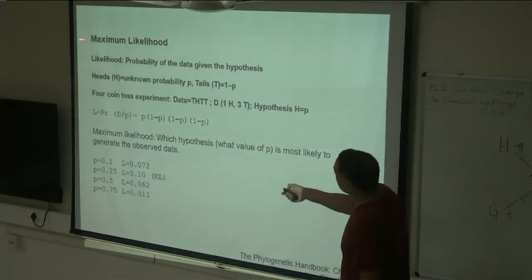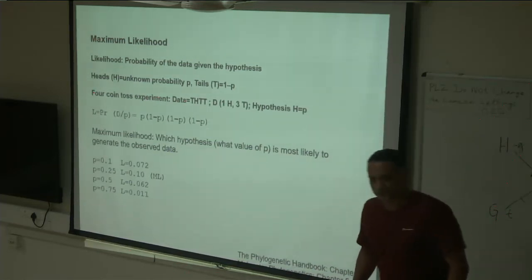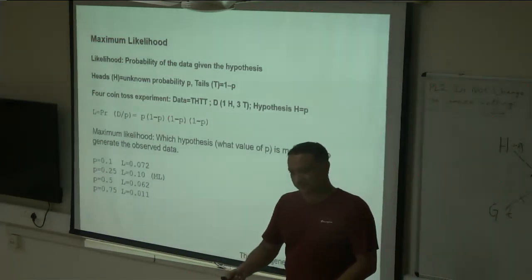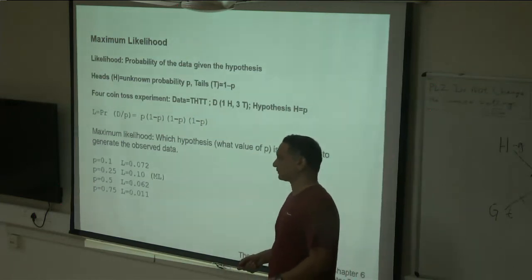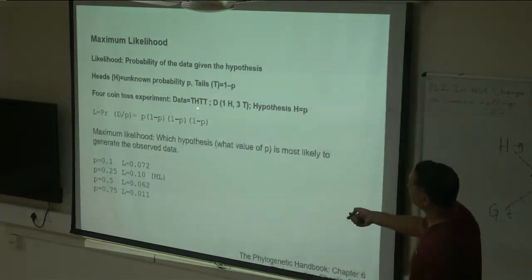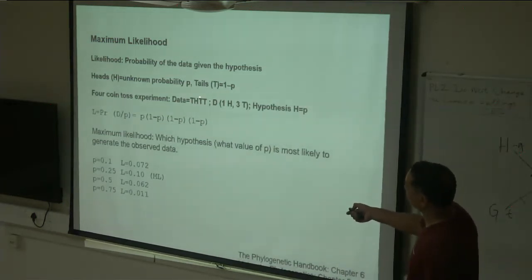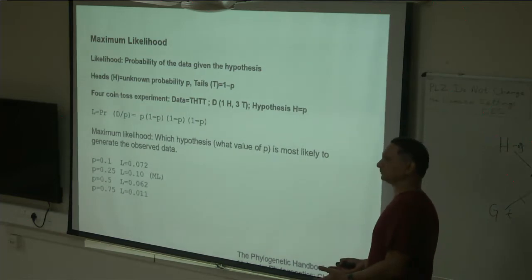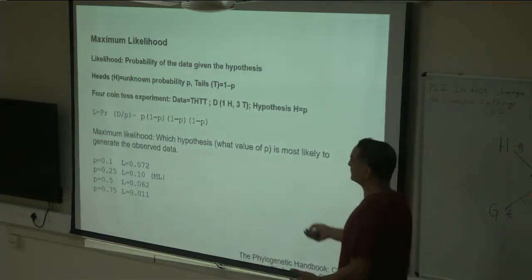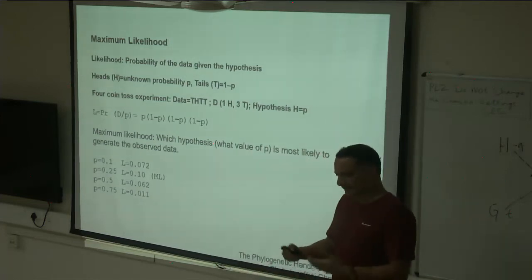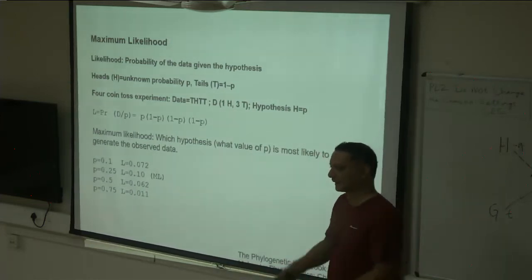What does this mean? Let's use a simple example here. I have a coin, I toss it 4 times. And the result I get is 3 tails and 1 heads. So that is the data, and this could be your sequence data. The data I have in hand is 3 tails and 1 heads.